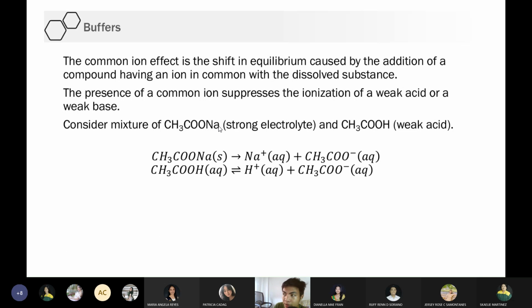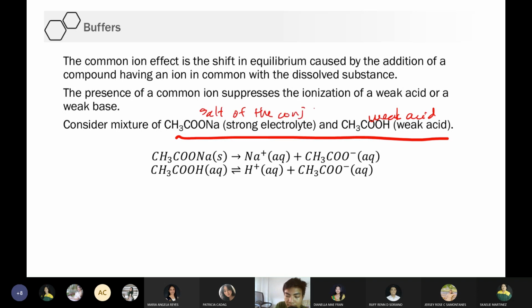So punta tayo dito. This solution here, this mixture here, is a buffer mixture. Bakit? You have the weak acid. Ito, this is your weak acid. And then itong isa, this is your salt, no? Salt of the conjugate base. So kailangan sa buffer solution, may weak acid ka and the salt of the conjugate base.